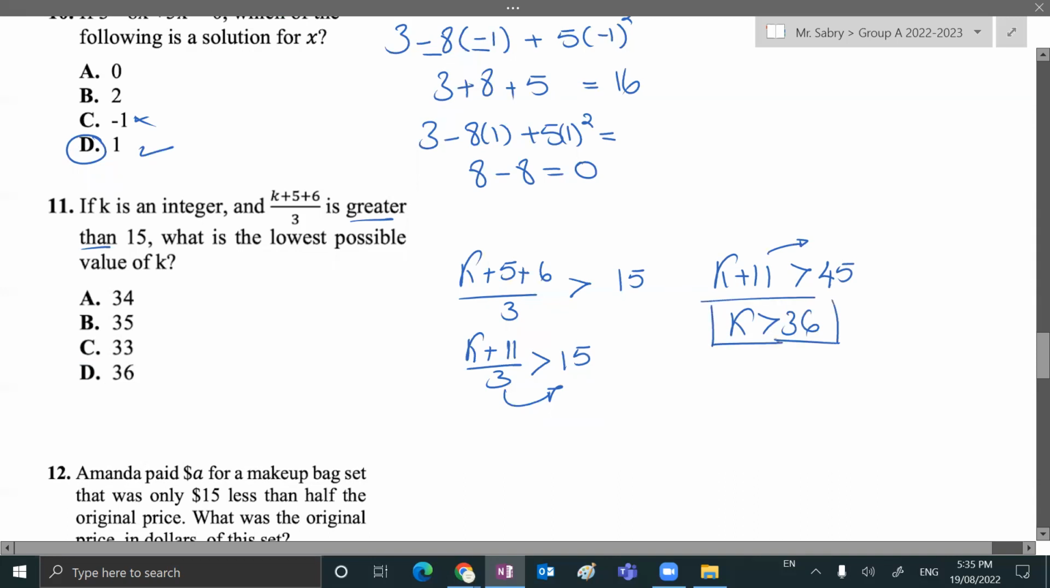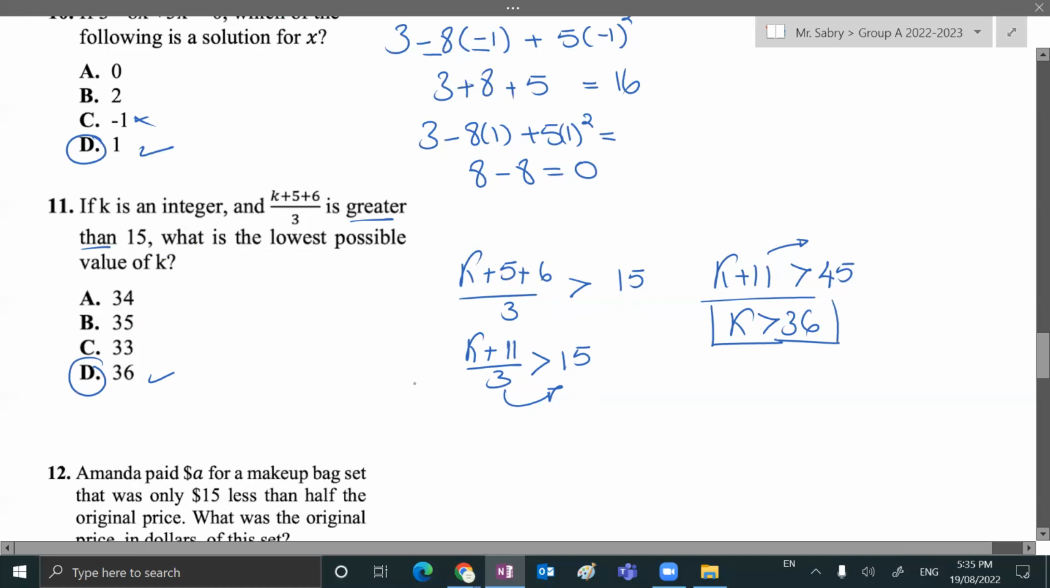So again, K must be bigger than 36. What is the lowest possible value of K? The least I could say is the 36 itself. But it couldn't be the 33, or the 35 or the 34. Does that make sense? Mister, I have a question.